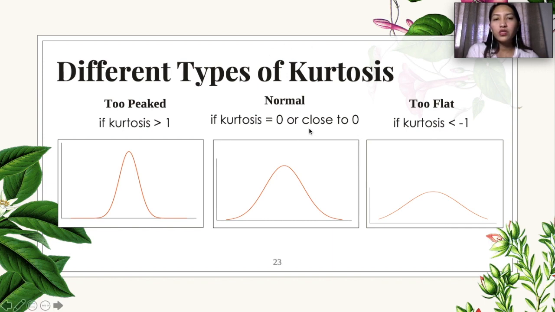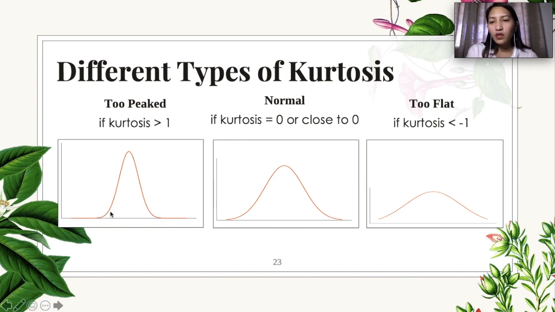Pag naman yung kurtosis ay 0 or close to 0, makikita mo yung data mo, ganito yung itsura kapag graph. Yung histogram mo, yung bar graph mo, ganito yung itsura. Or kaya naman yung iyong dot plot. Kapag naman too flat or platycortic, yung kurtosis niya usually is less than negative 1. Ibig sabihin niyan ay negative 1.2, 1.3. So, makikita mo talaga kung gaano ka-flat or ka-heavy yung tail.